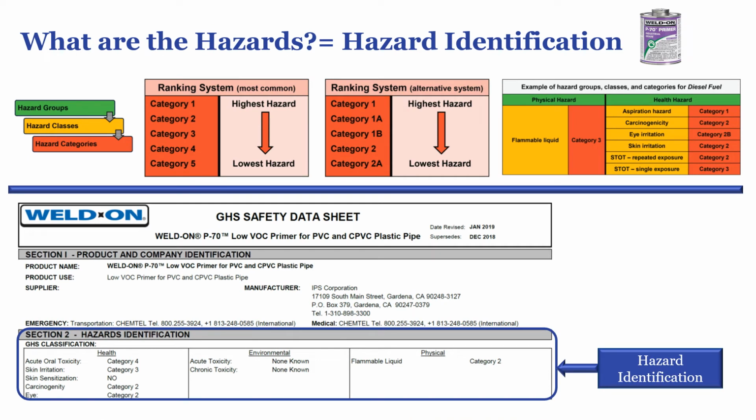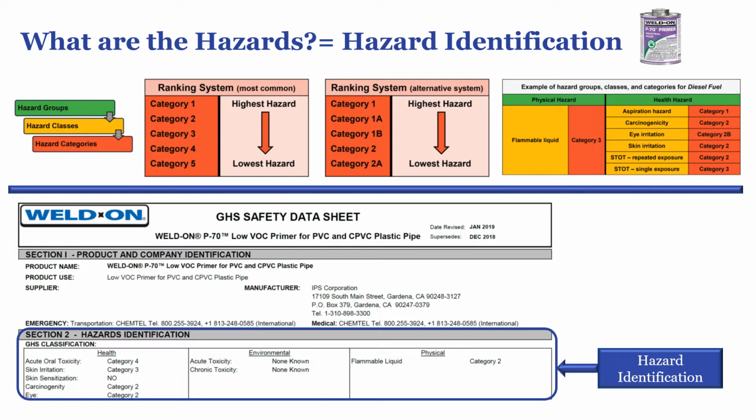What are the hazards? Hazard identification. There are hazard groups, classes, and categories to classify hazardous products. These are listed in Section 2 on the SDS. Hazard groups and classes. This includes things like physical hazards, think of this as how a product behaves, and health hazards, which is how a product hurts. Hazard categories. Each hazard class has at least one hazard category. There's a ranking system used to identify the degree of a hazard from 1, which is high, to 5, meaning low. And in some instances, there are also subcategories that use letters.